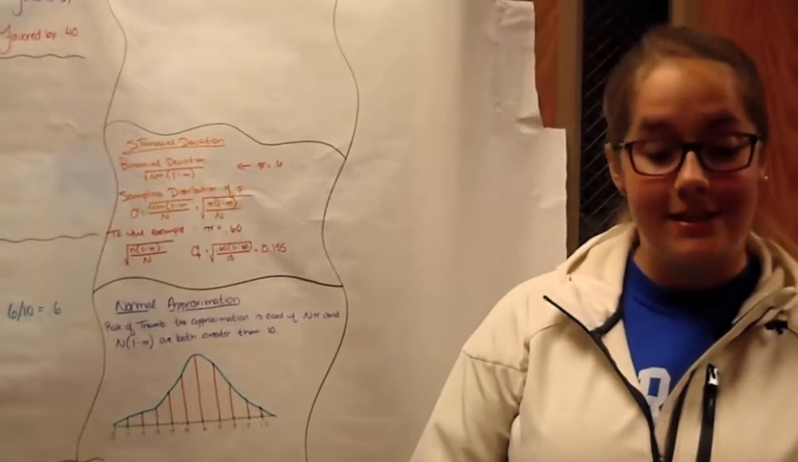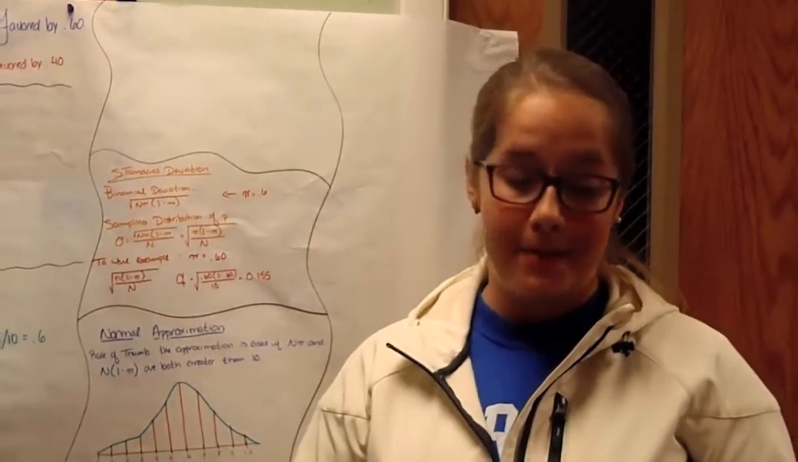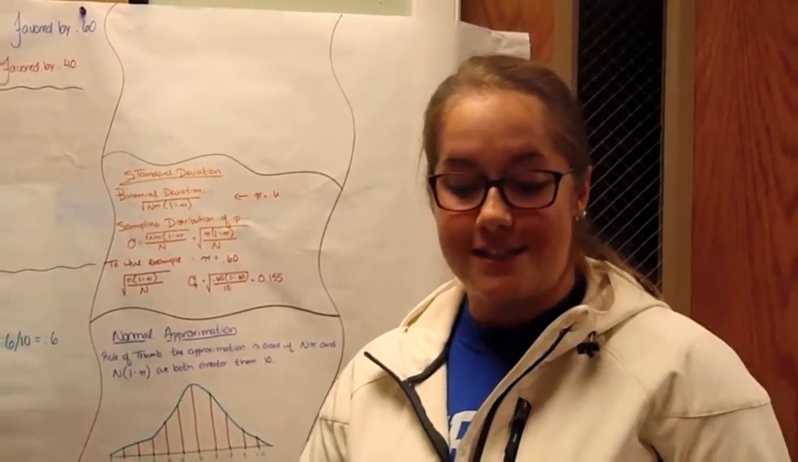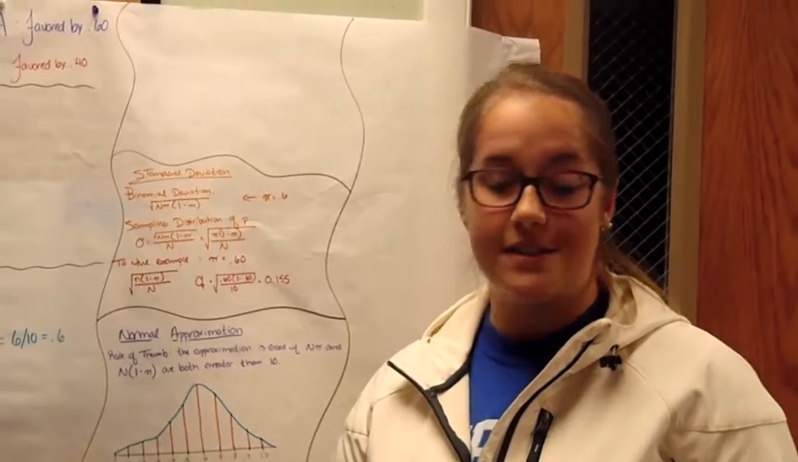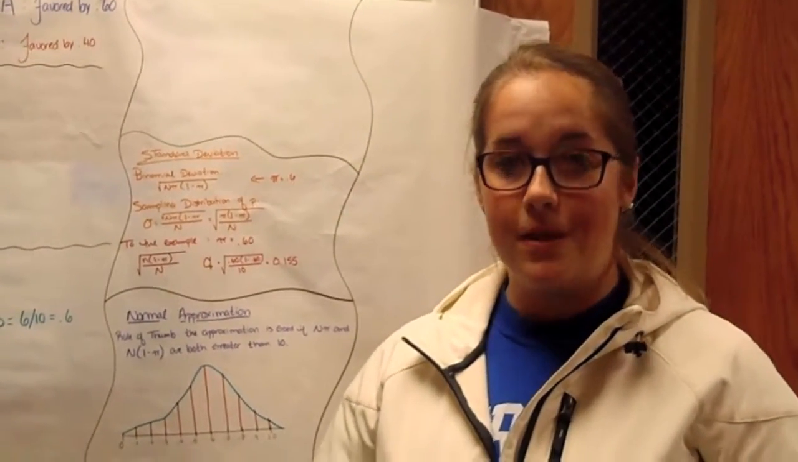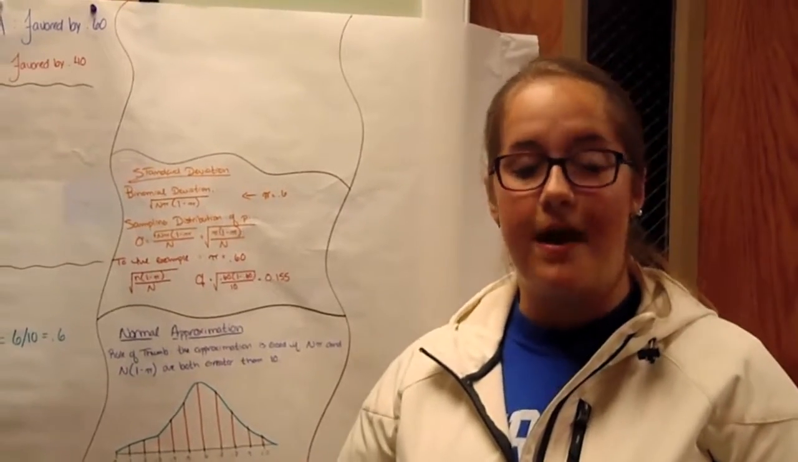Now we're going to talk about sampling distribution of proportion, which is the estimator of a population proportion of successes. In the sample proportion, we count the number of successes in a sample and compute P, which equals the number of successes divided by the sample size.